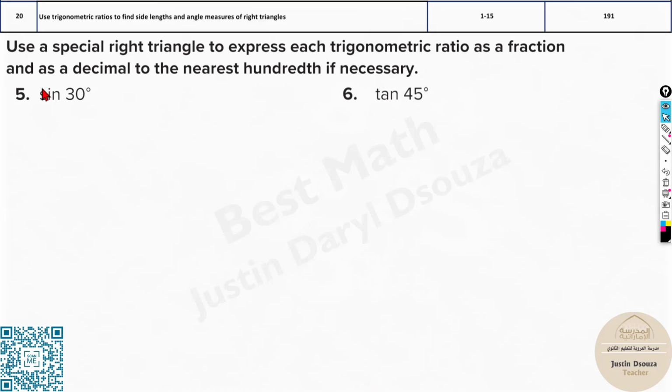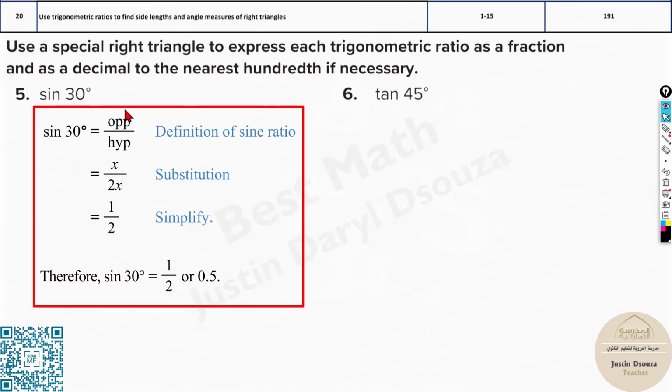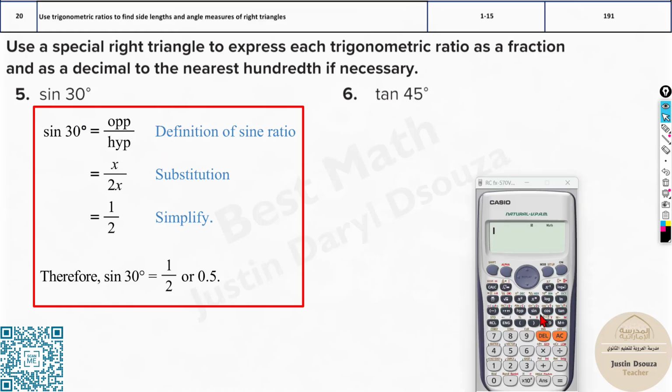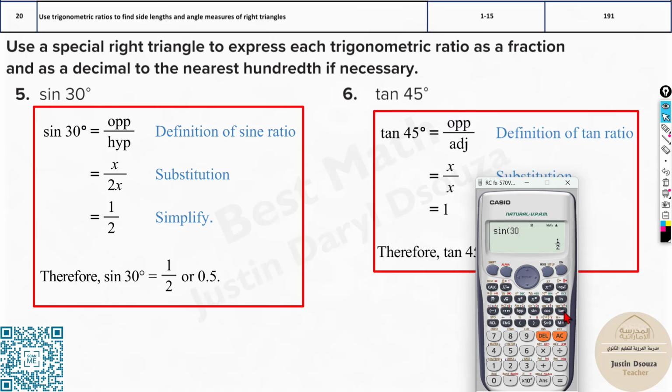Now, since this is an easy part, I'm not going to do all the big methods and everything, writing opposite and so on. It's very, very simple. They have told us over here this is a special right triangle, and you can write the formula and try solving it, but I'll show you in the calculator how easily you can get the answer. All you need to do is sine 30, and that's the answer, 1 by 2 or 0.5. Now tan 45 degrees will give you 1.